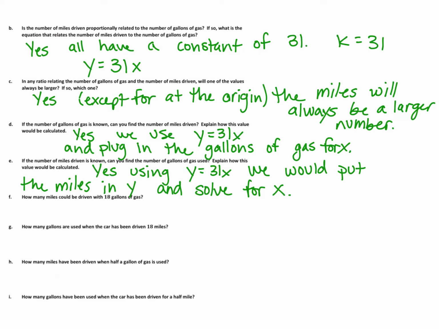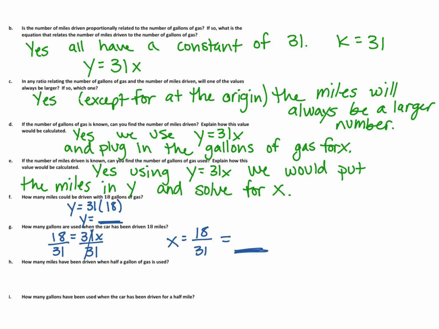F. How many miles could be driven with 18 gallons of gas? So we're going to plug it in. When you multiply, what does that equal? G. How many gallons of gas are used when the car is driven 18 miles? So this time we're putting the 18 in the miles position. And we're going to have to divide by 31 on both sides. So x is 18 over 31. Give me that as a decimal, please.